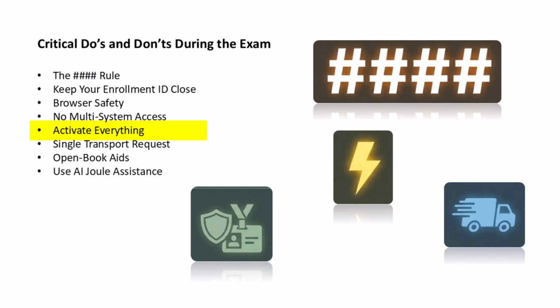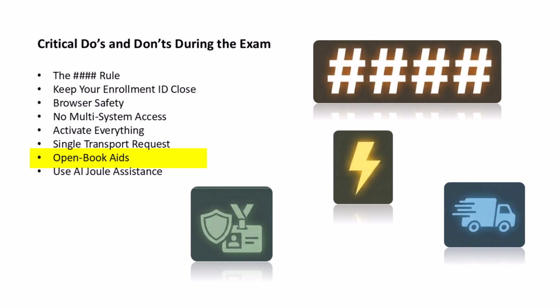Activate everything. You must activate all repository objects you create. If an object is left inactive, the grading system cannot evaluate it and you will lose points. This doesn't apply to packages or message classes as they don't require activation. Single transport request. Make sure you save every single object you create into one single transport request.